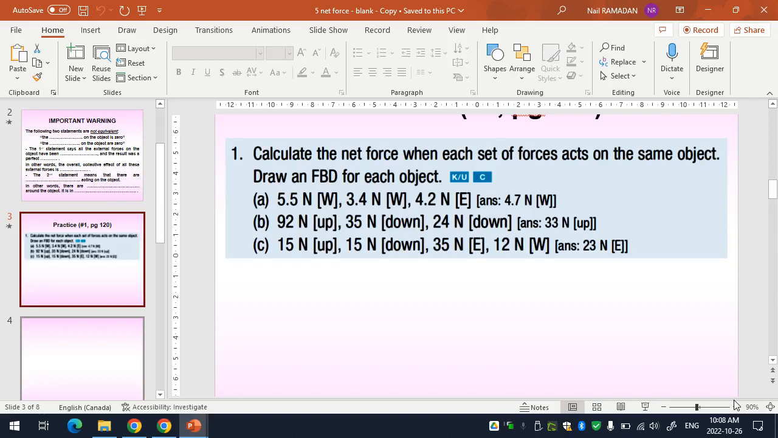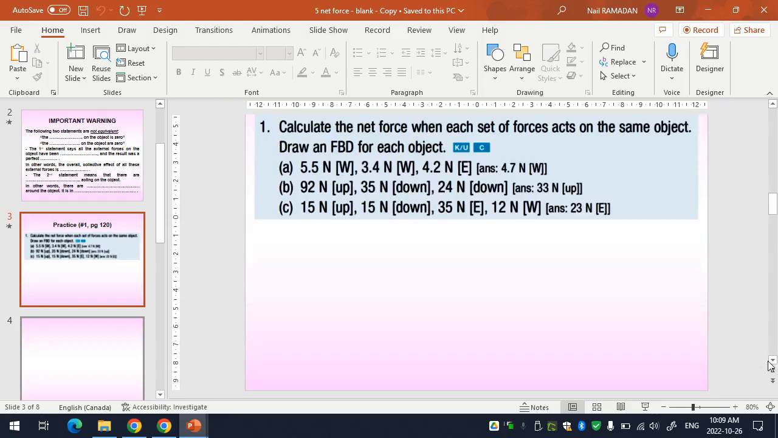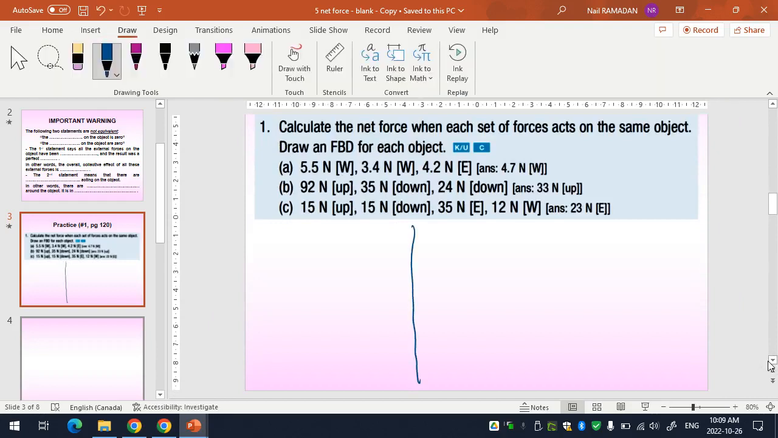Okay. So what forces are acting on part A? We have a what? Oh, sorry, that's the answer. My bad. That's the answer. So what do we have here? For part A, I think we have enough space here. All right, for part A.